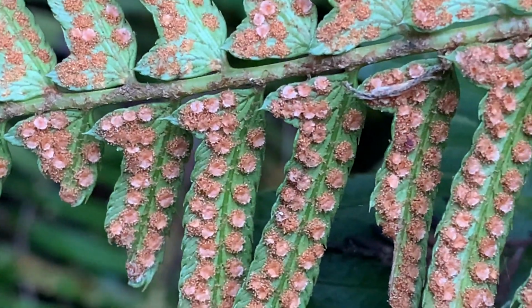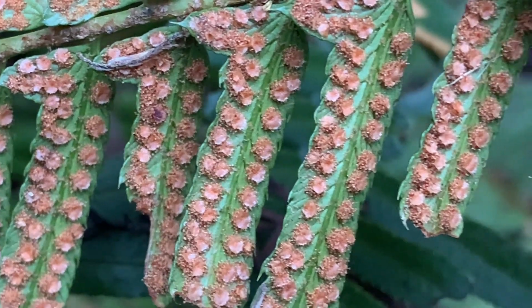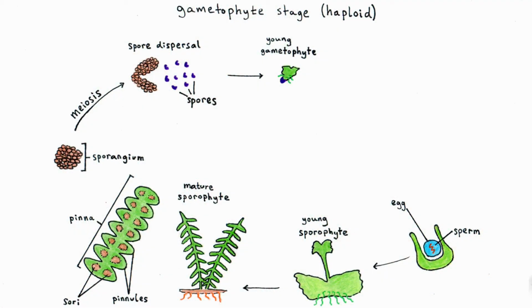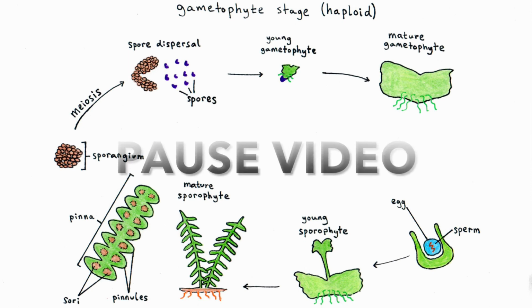Each fern can release hundreds of thousands of spores. When these spores find a place to settle on the forest floor, they grow into a young gametophyte, which soon grows into a mature gametophyte. This shape looks pretty familiar. Pause the video and see if you can identify where else this shape occurs on the diagram.